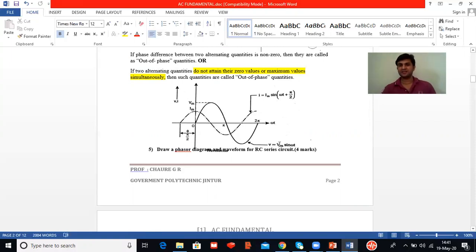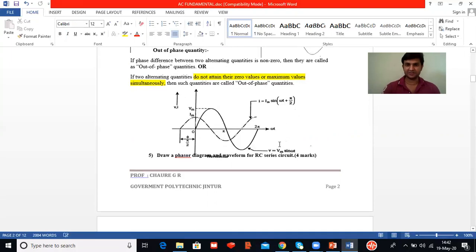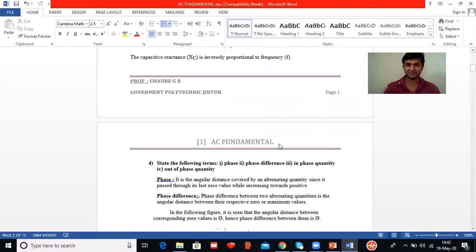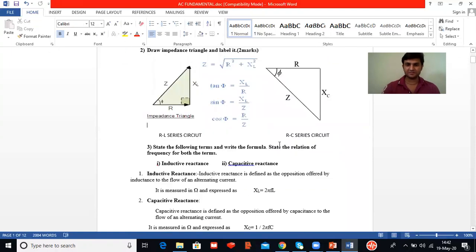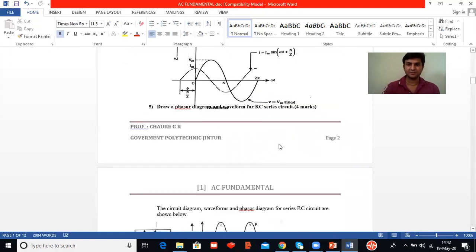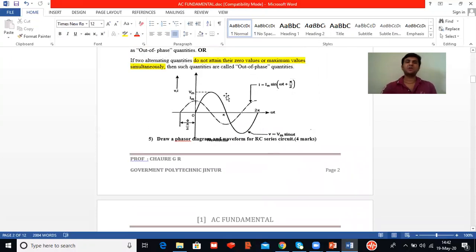This is called the leading alternating quantity. Here only we can see, and the voltage is called lagging because the values of voltage, zero value, maximum value and minimum value, come later than the current alternating quantity.